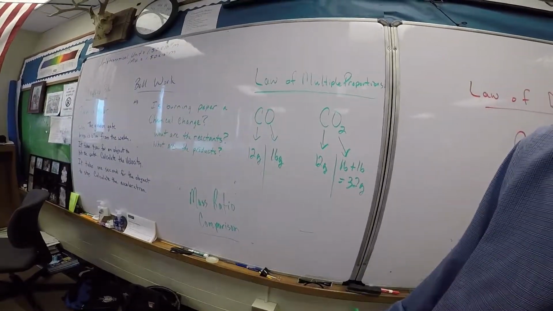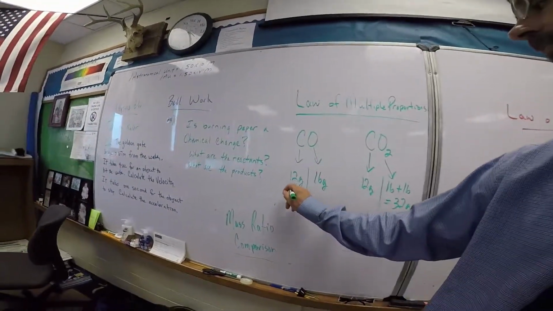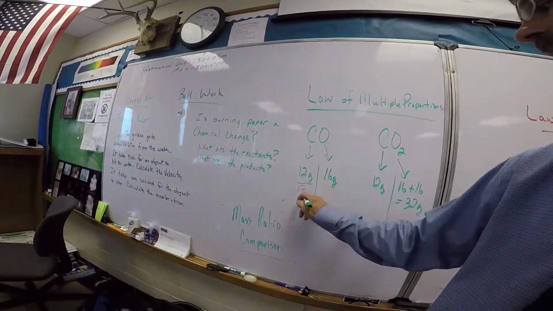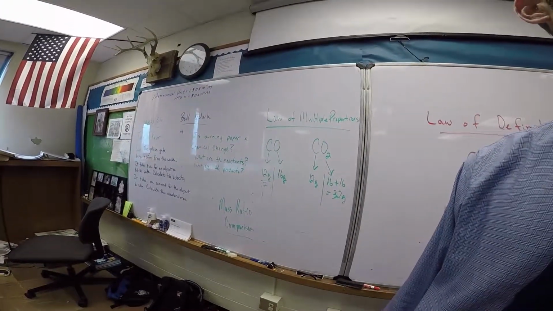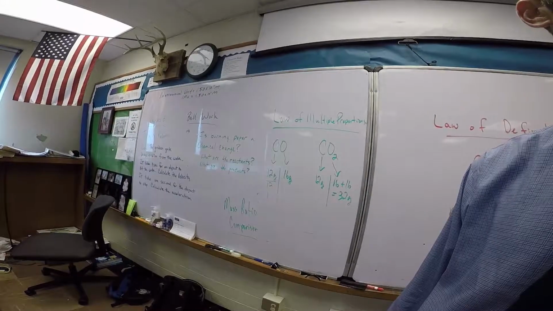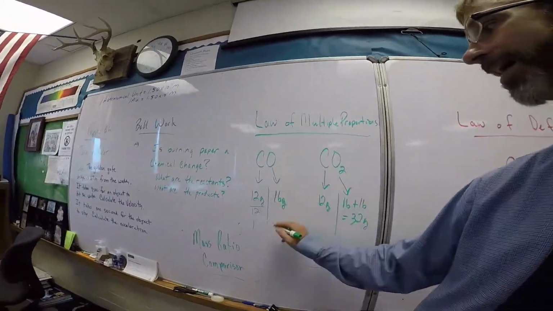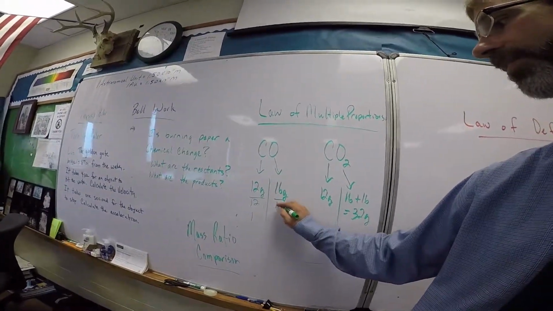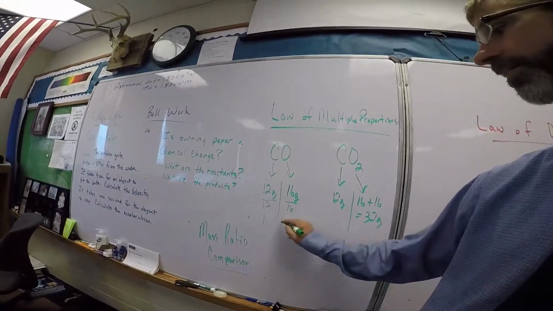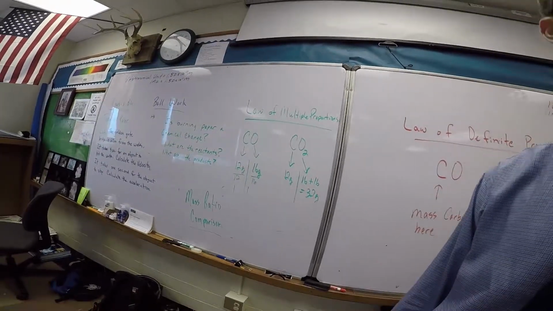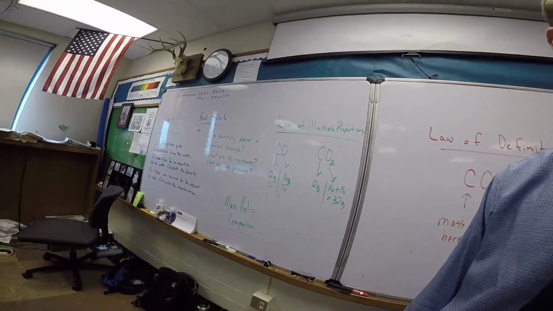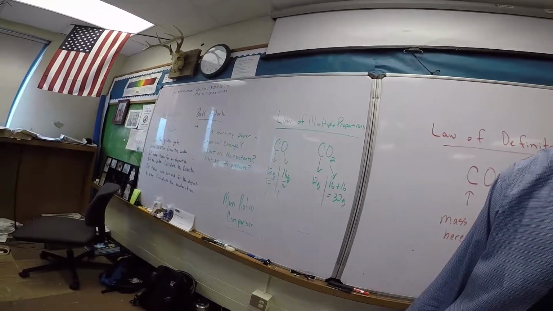So if we take 12 divided by 12, that's going to equal 1, because we know that the mass of carbon is 12. Does everybody see that? Now we know that the mass of oxygen is 16, so if we divide that by 16, we have a 1. So the mass ratio comparison here is 1 to 1. There's 1 carbon per oxygen.